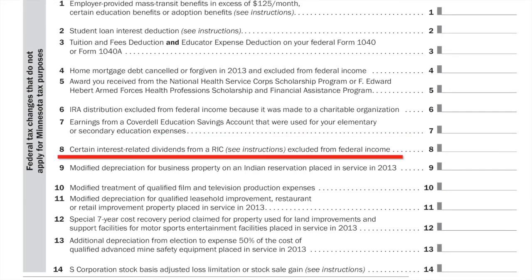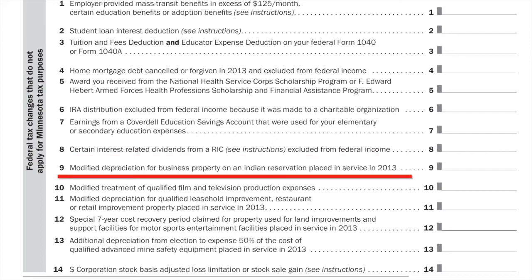Talk briefly about line 8. This is certain dividends that are paid to non-resident aliens. Certain interest-related dividends paid to non-resident aliens are not taxed federally, and the recent law changes make these dividends also exempt for Minnesota taxation. Line 9, which relates to the accelerated depreciation for business property on an Indian reservation.